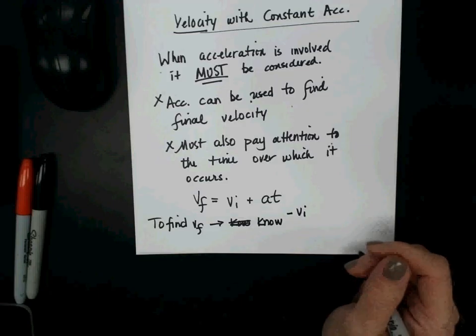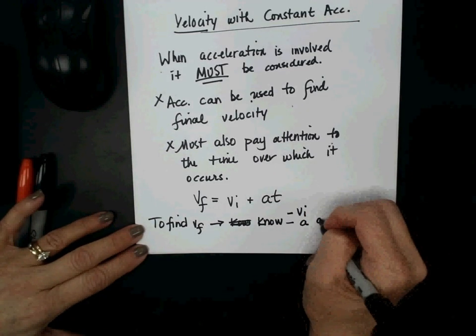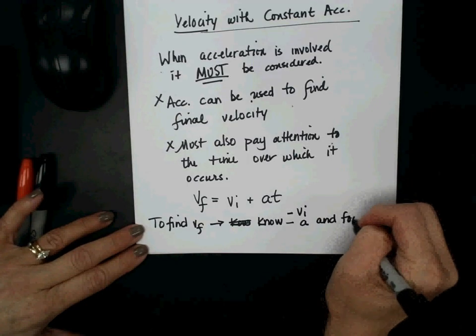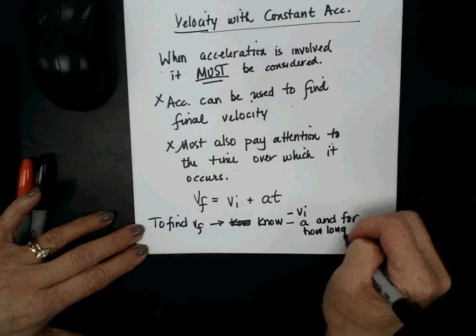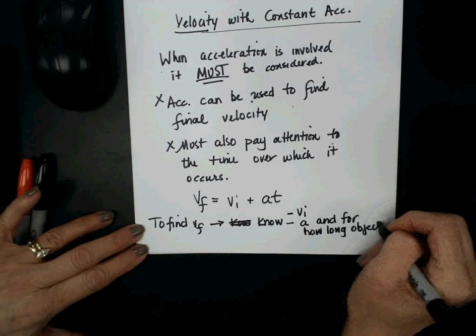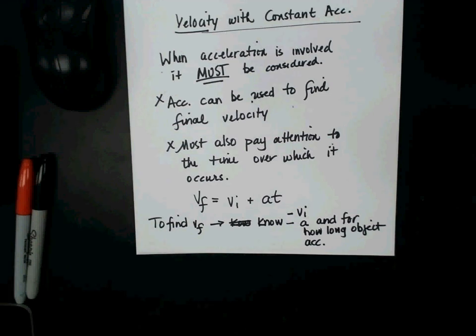So if I want to find my Vf, I have to know my Vi, I have to know my acceleration and for how long the object accelerated. So really, if you want to know final velocity, there are three things you have to know.